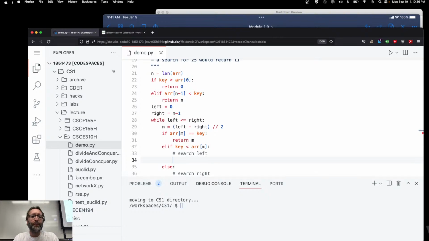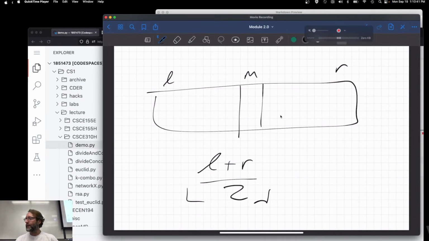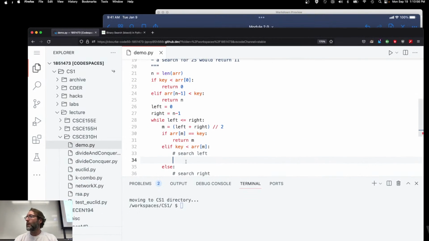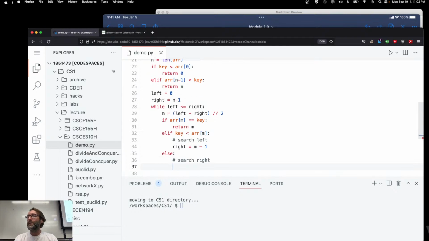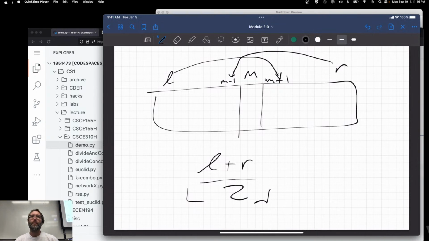Search left. So how am I searching left? I've got a left index, a right index, and I need to search this left half right here. Do I change left? Nope. What do I do to R? I need to move it over here to m minus 1. So R becomes m minus 1. How do I search right? I update left to be m plus 1. Remember, I've already looked at the middle element here, so I move left to be m plus 1.